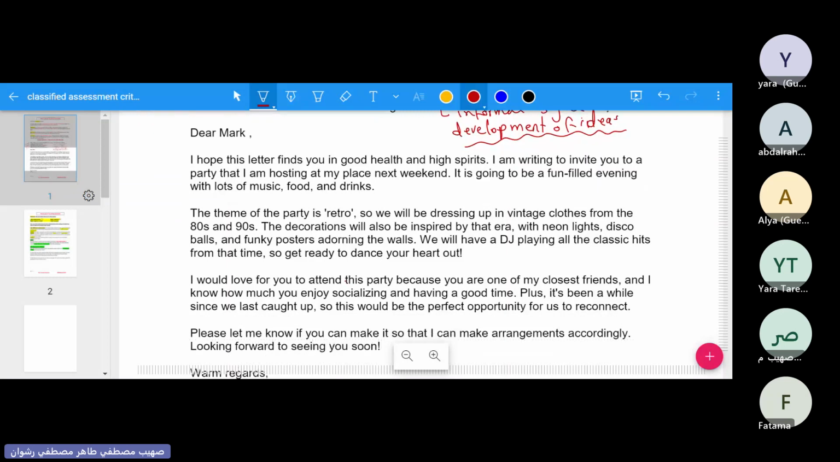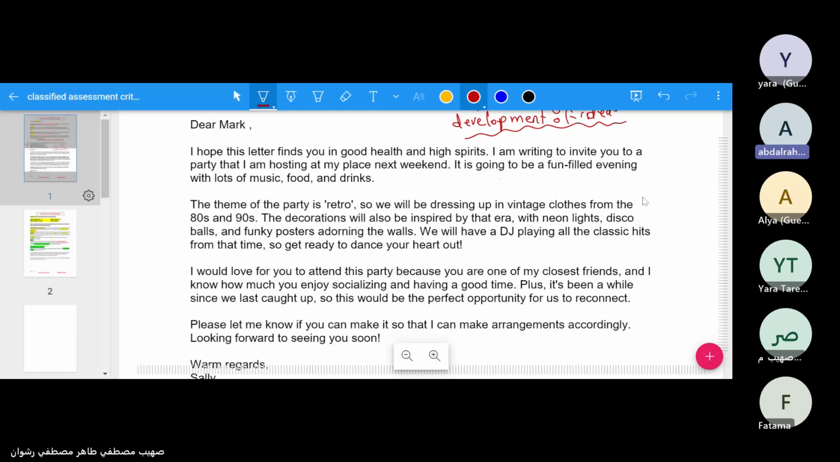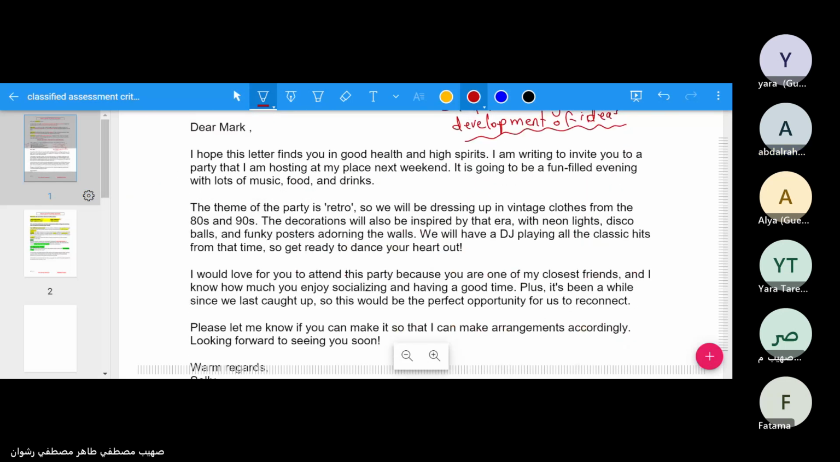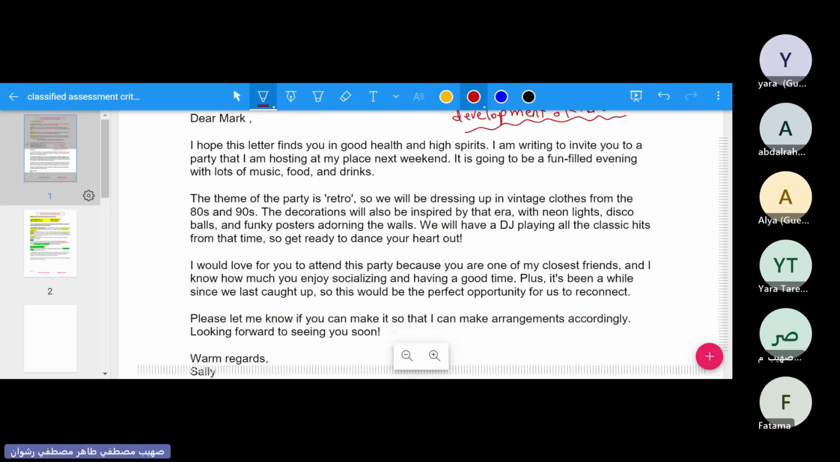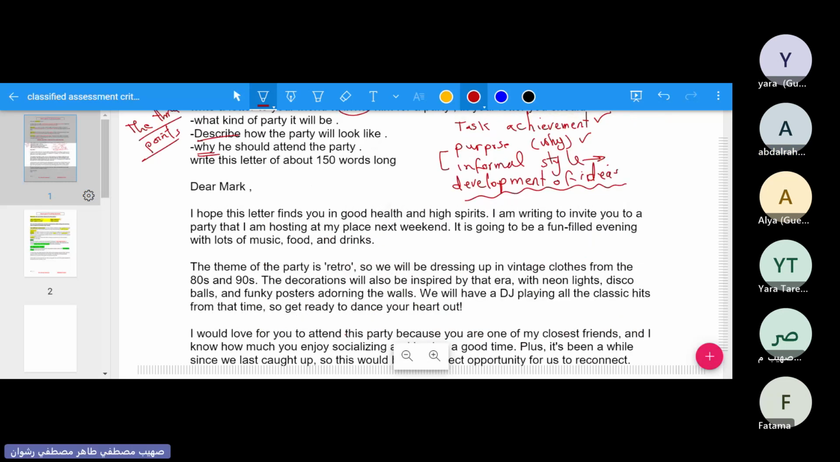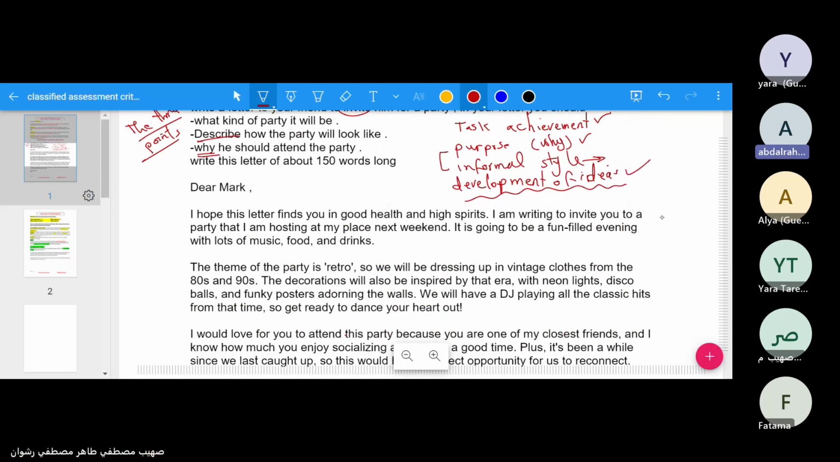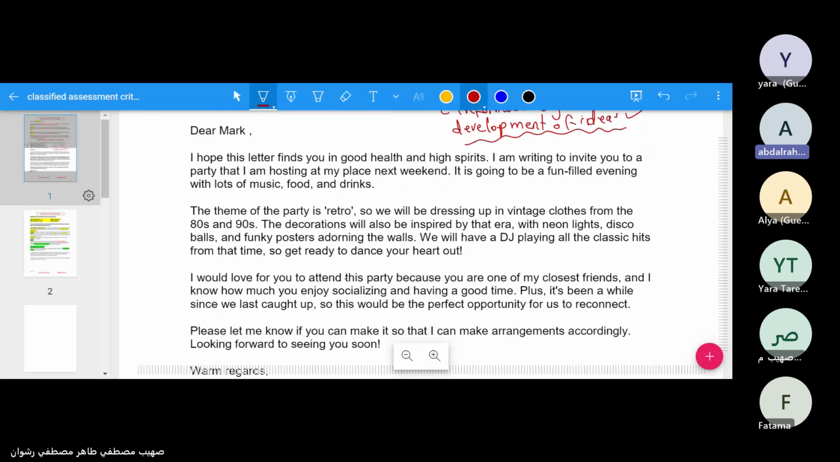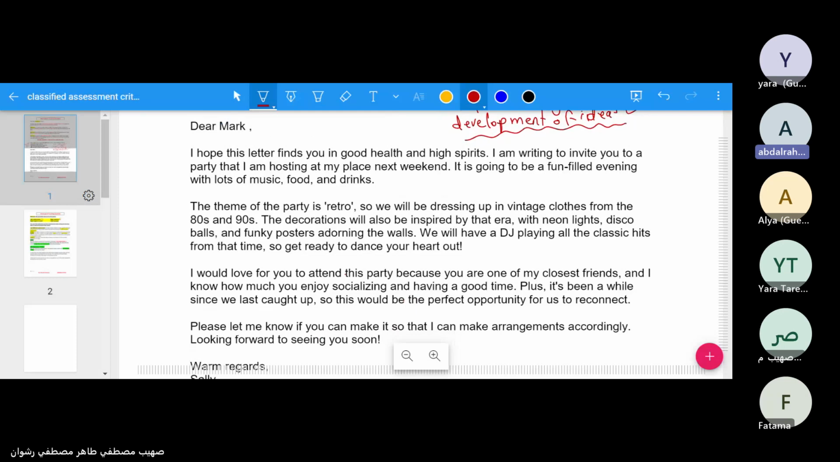Thank you, everybody. Sir, you mean I would love for you to attend this party because you are one of my closest friends, or the one after it? No, I'm talking generally about the whole letter. But sir, you asked me about the last point. I did, yes. I asked about development of ideas in the whole letter. Well, not the last paragraph. He explained everything in detail, sir, but he gave 2 reasons for the last point rather than 1. You mean here? Yeah.